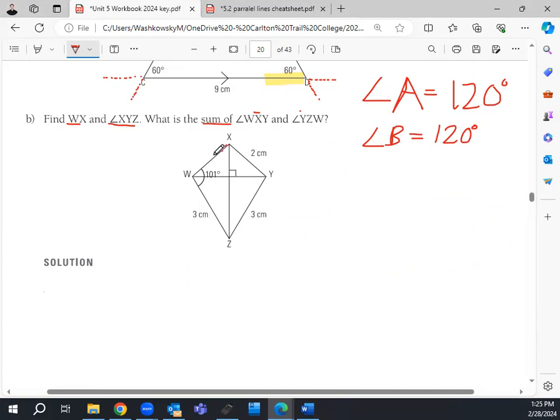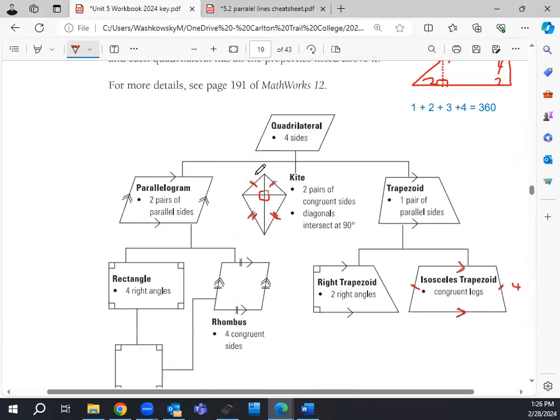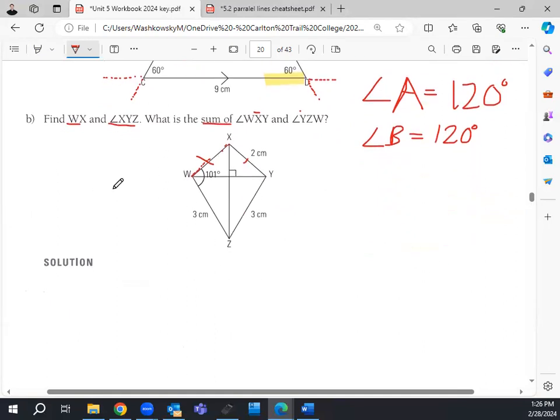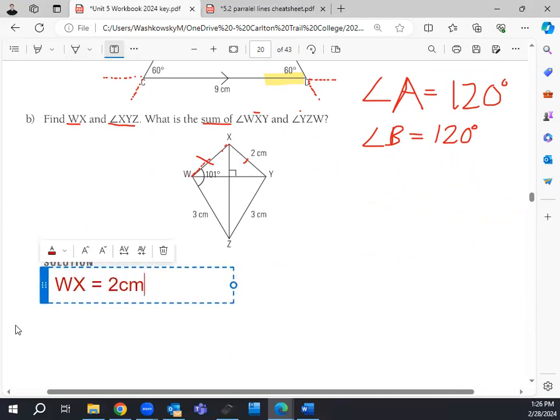That's this line here. You could probably use trigonometry to figure this out if you found enough stuff in here. But because I know it's a kite, I know that these lines up here are the same, which means if this one's 2 centimeters, this one must also be 2 centimeters. So WX is equal to 2 centimeters, because WX is equal to XY. Those two lines are the same.